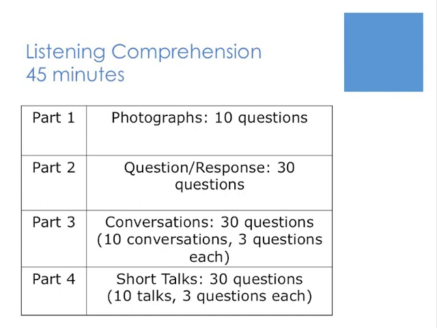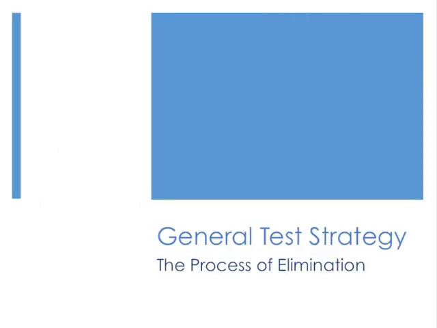On the TOEIC listening section, there are four parts, totaling 45 minutes on the test. In our first video, we will be looking at part one, which is called the photograph section. There will be 10 questions that appear on the TOEIC test. Now, we will be using the download that TOEIC ETS has provided for us and looking at a few sample questions to determine how to answer these questions.